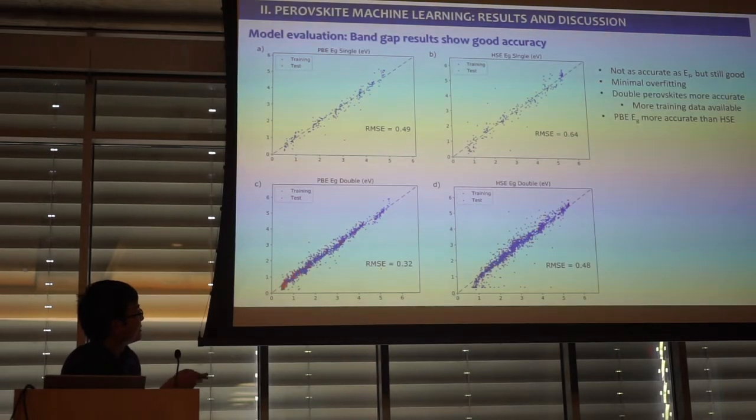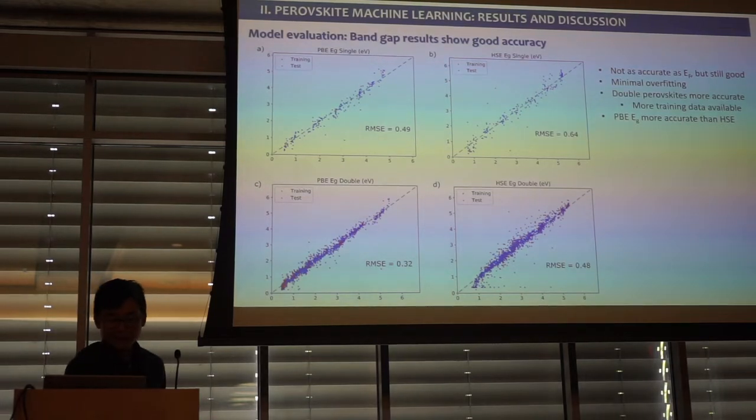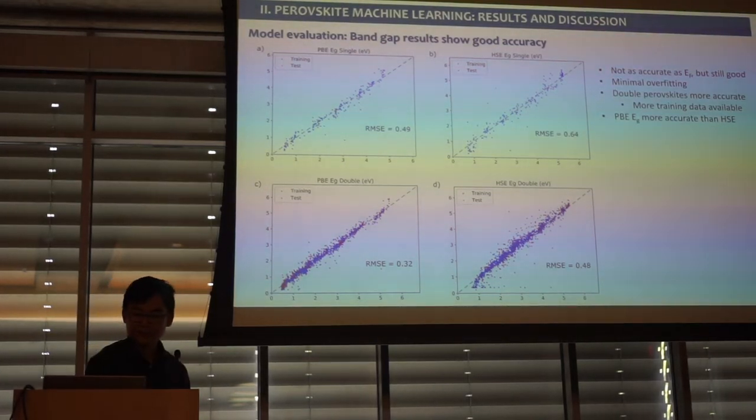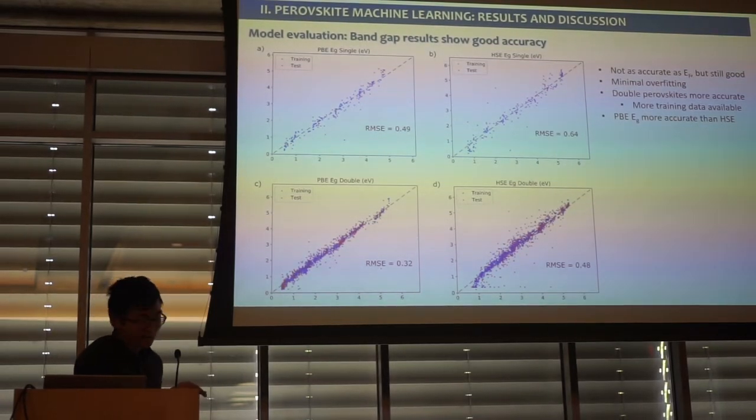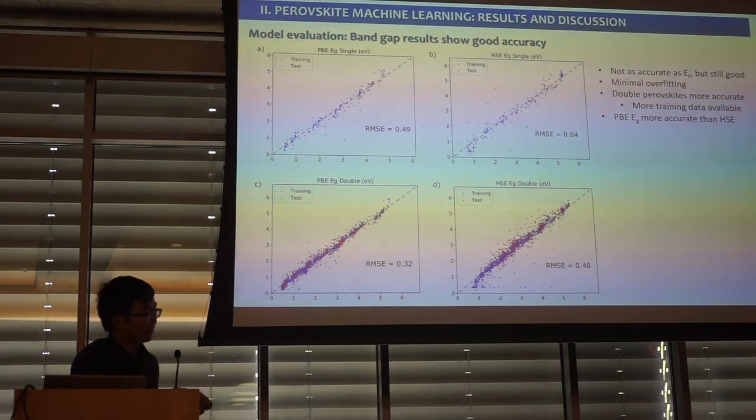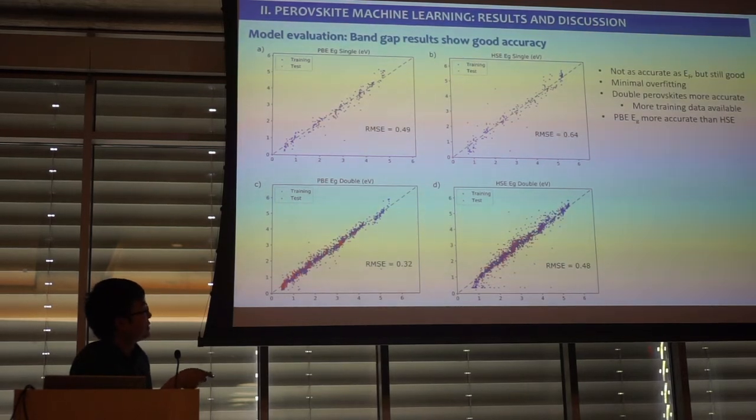The red points have a very similar spread as the blue points. We also see that the results for the double perovskites are a little bit more accurate than for single perovskites. This could be just because there's more training data available for the double perovskites. We also see that the PBE band gap is a little bit more accurate than the HSE band gap.